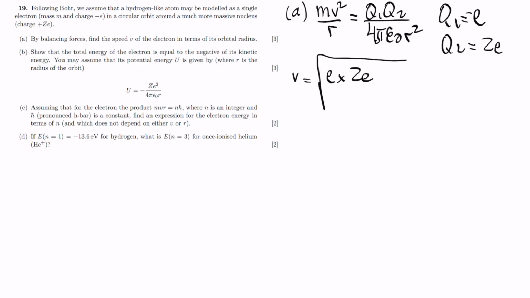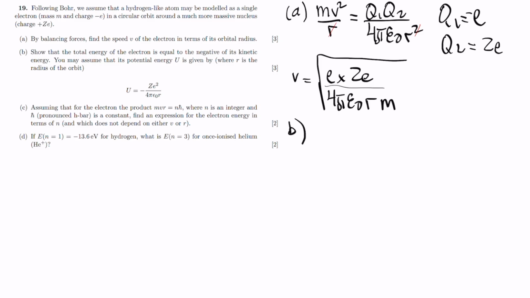Let's tidy up some of those r. So this one is going to cancel, leaving us just with a factor of r here. So what have we got left underneath? We've got a factor of 4 pi epsilon naught, and then we have r, and then times m. Okay, cool. So far, so good. A is not too bad. Let's have a look at part B.